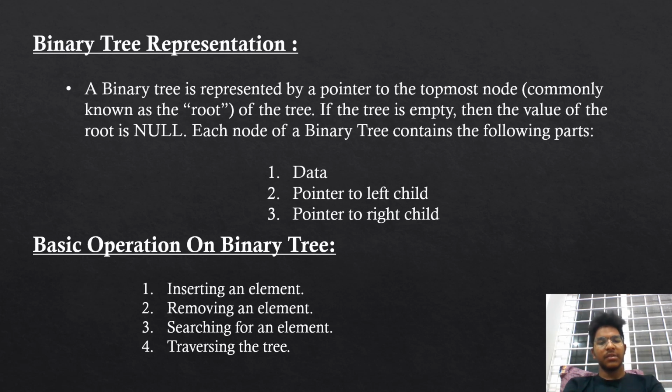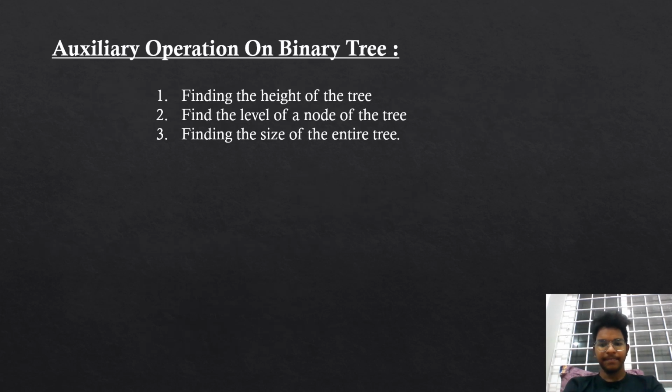Binary tree representation. A binary tree is represented by a pointer to the topmost node, commonly known as the root of the tree. If the tree is empty, then the value of the root is null. Each node of a binary tree contains the following parts: data, pointer to left child, pointer to right child. Basic operations on a binary tree: inserting an element, removing an element, searching for an element, traversing the tree. Auxiliary operations on a binary tree: finding the height of the tree, finding the level of a node of the tree, and finding the size of the entire tree.